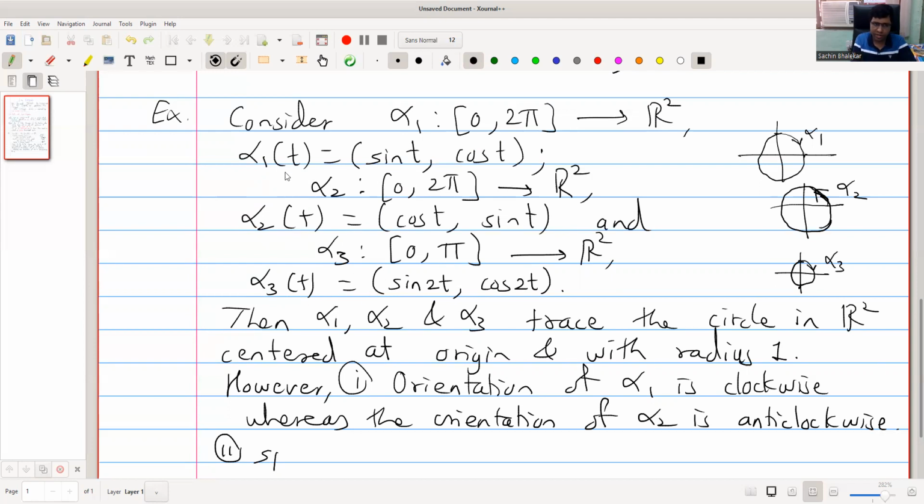Realize that the speed of alpha 1 is 1 and here it is 2. The speed of alpha 3 is double that of alpha 1, even though the orientation is the same.